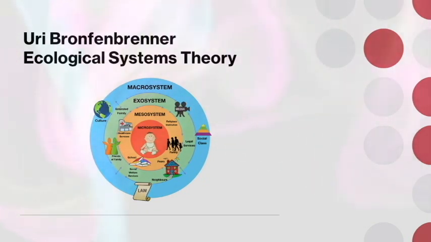Then we have the mesosystem, and the mesosystem encompasses the connections and interactions between different microsystems in the individual's life. For example, the relationship between a child's school and family can impact the child's development, as experiences and expectations in one setting may influence behavior and experiences in another. Then we have the exosystem. And the exosystem consists of environments in which the individual doesn't directly participate, but that nonetheless influences their development.